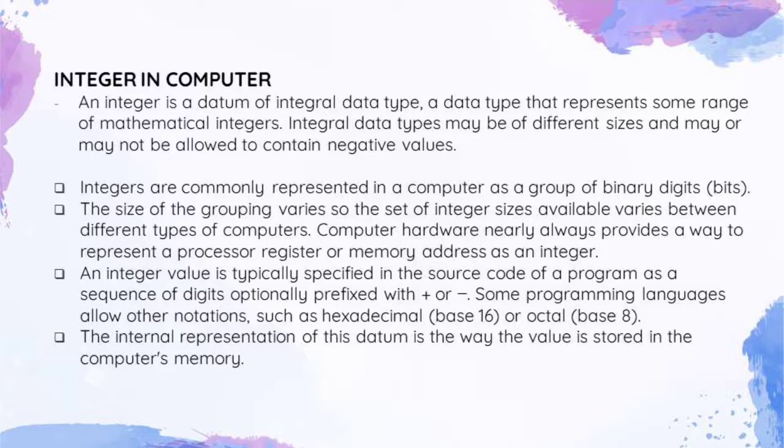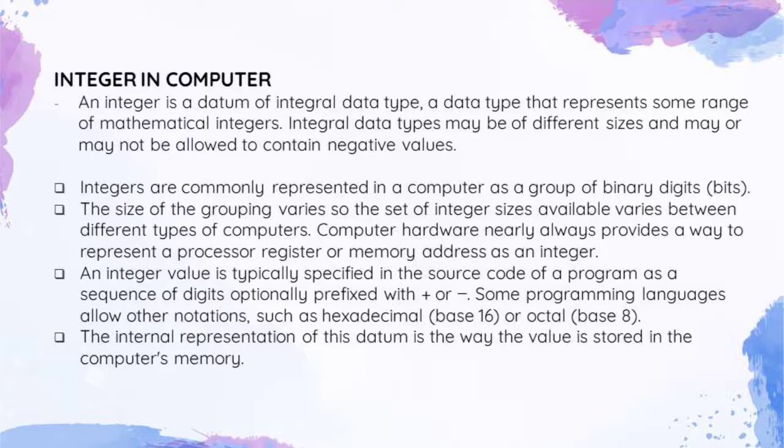Computer hardware nearly always provides a way to represent a processor register or a memory address as an integer. If you look at your computer's settings, you could see if the computer has 32 bit or 64 bit of memory or CPU, the central processing unit.